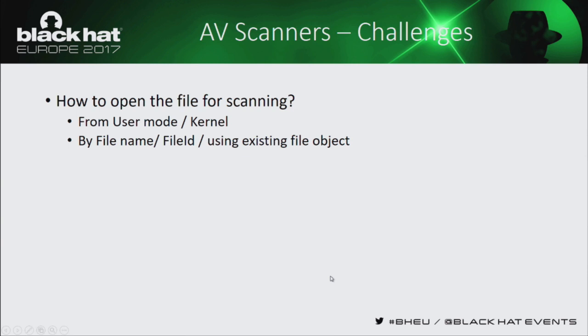So before we go further and see some examples of how antivirus works, let's discuss what should be done once the execution is intercepted. So the antivirus has to scan the file and decide if it's malicious or not. The scanning can be done either from user mode or from kernel or from any combination of the two. It's up to the AV vendor to decide how to scan the file. And the target file that is being executed should be somehow accessed. It could be opened by name, it could be opened by file ID on some file systems that support it. And of course, a file object, if it's already available, could be used to scan the file. So again, it's up to the AV vendor to decide how to access the content of the file.